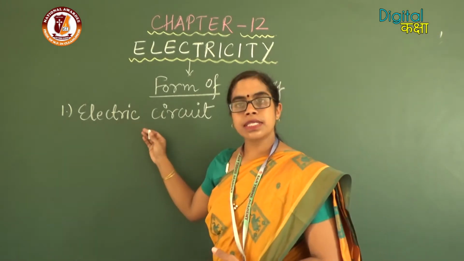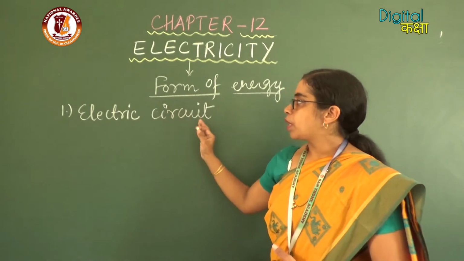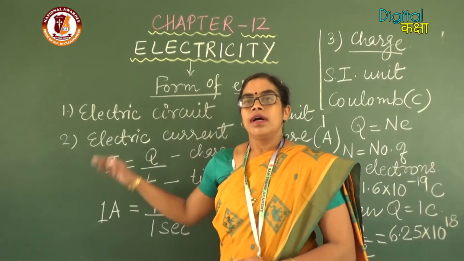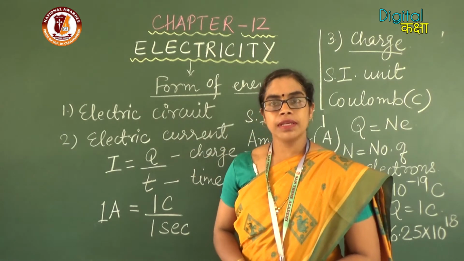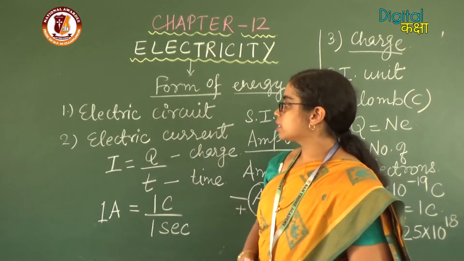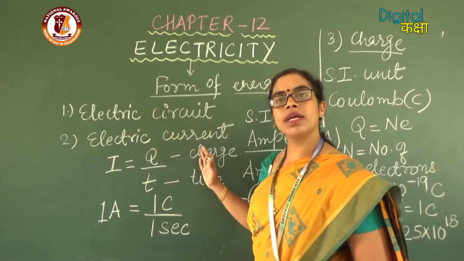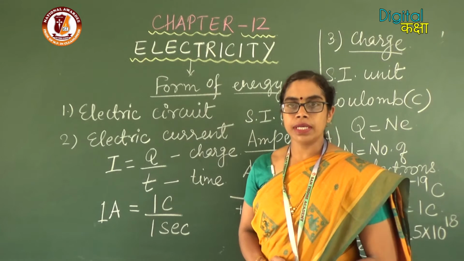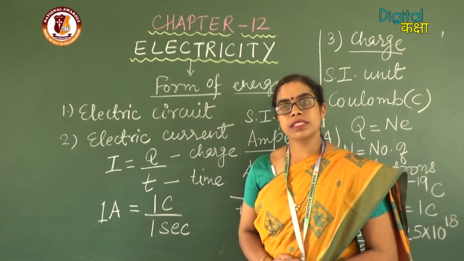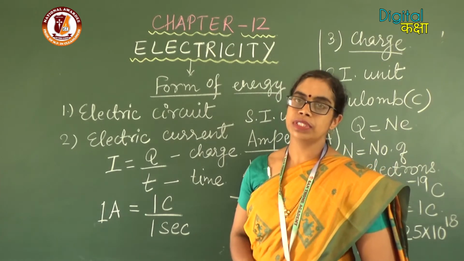Okay, let us come back. So, we were talking about the electric circuit. After studying the meaning of the term electric circuit, let us now discuss the term electric current. Electric current is a physical quantity which is defined as the rate of flow of charge.